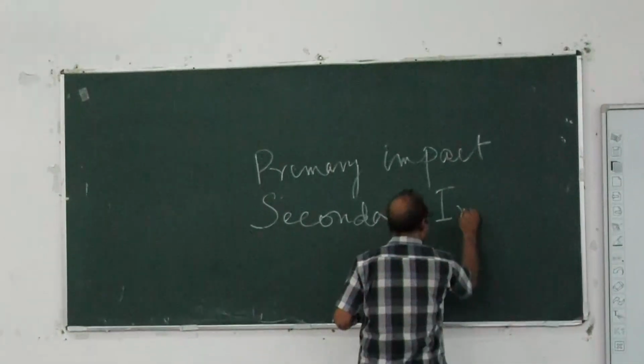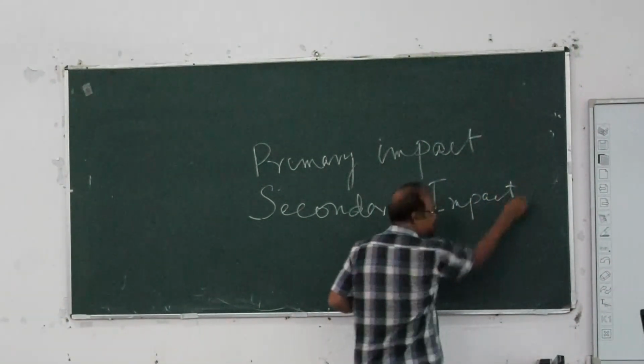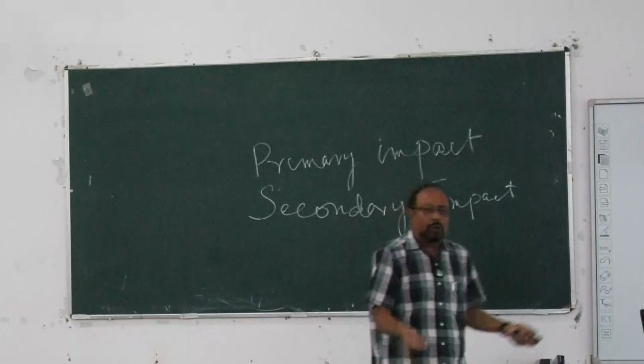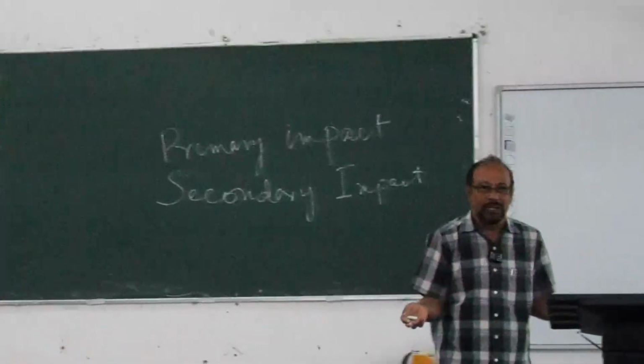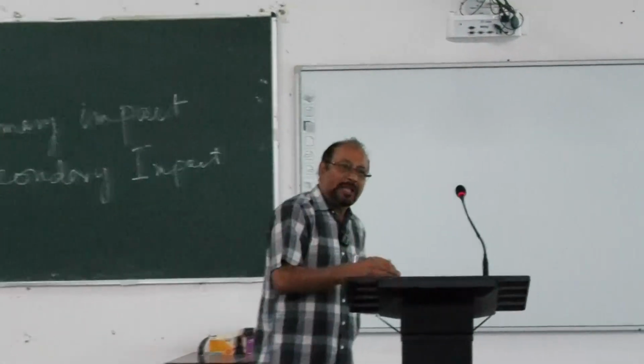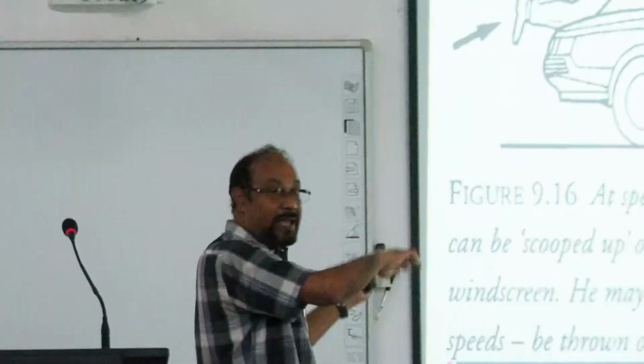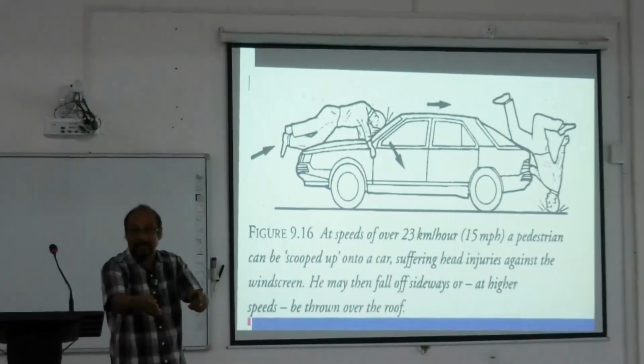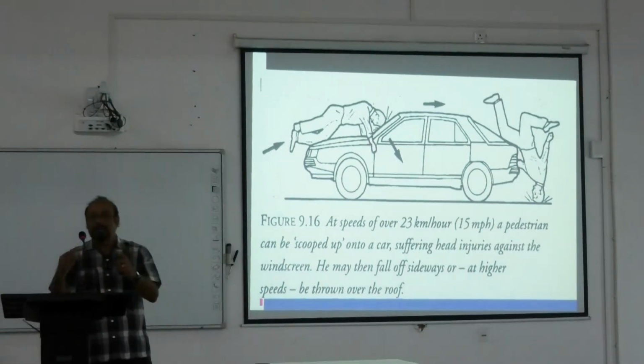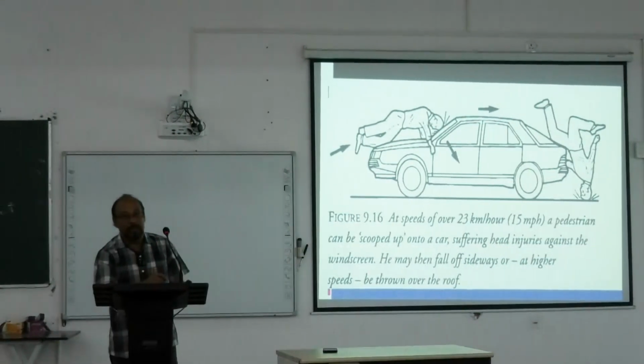Secondary impact injury. Actually, these are only common questions. Common is what is the secondary impact injury? Secondary impact injury is actually because of these motions, when the passengers, the pedestrians, actually fall over the vehicles, and because of these things their injury occurs. This is secondary impact injury.